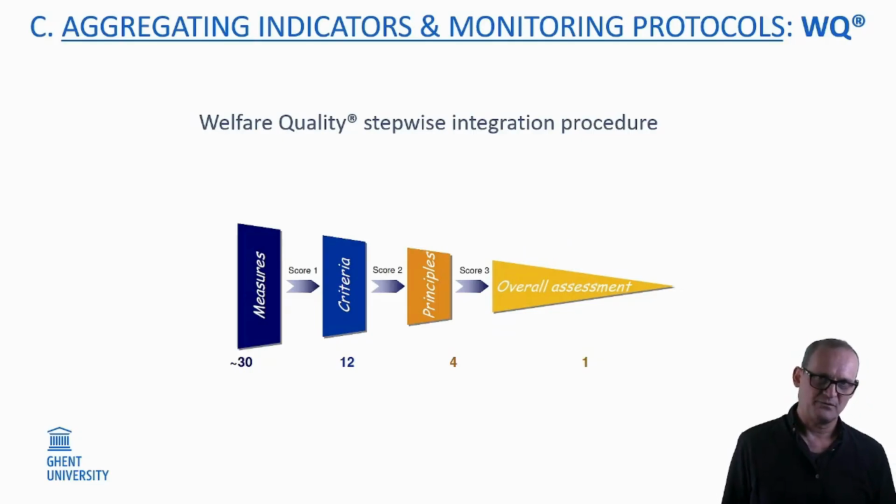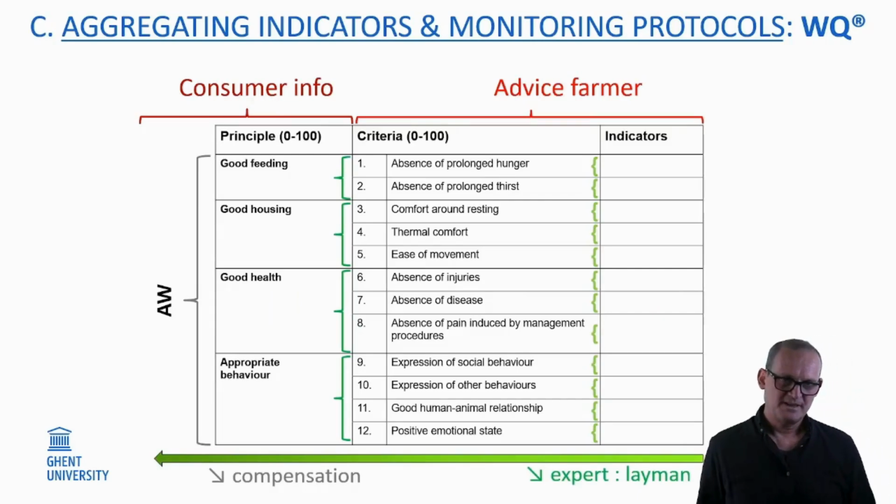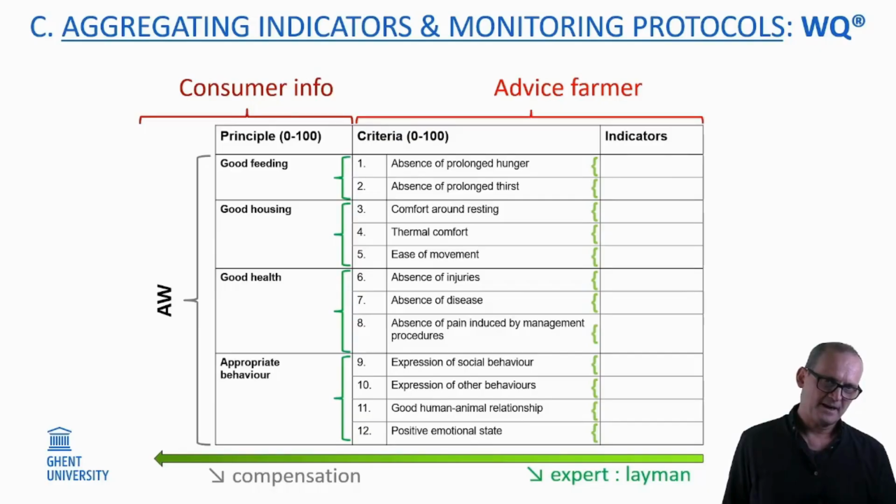Why these different steps in Welfare Quality? It is because different levels of integration are needed depending on the user or the application. It doesn't help a farmer to say the overall welfare status on your farm is such or so. It gives the farmer much more information if you give him information about specific indicators and scores for each of the 12 criteria. That will be much more informative for a farmer for taking the correct actions in order to try to improve that aspect of welfare.